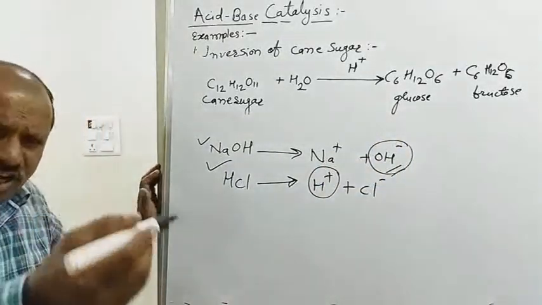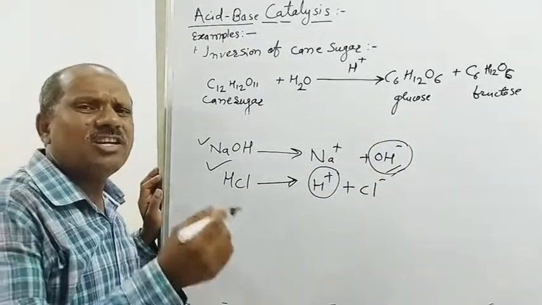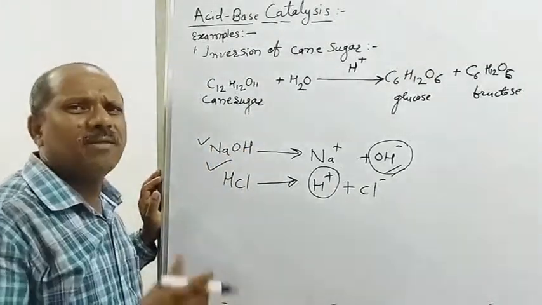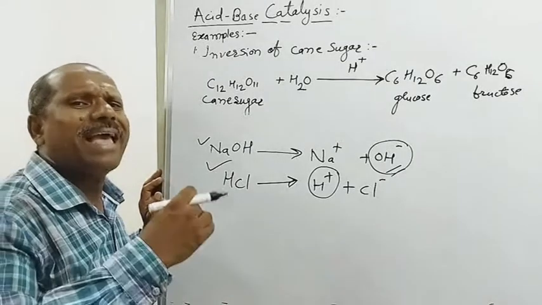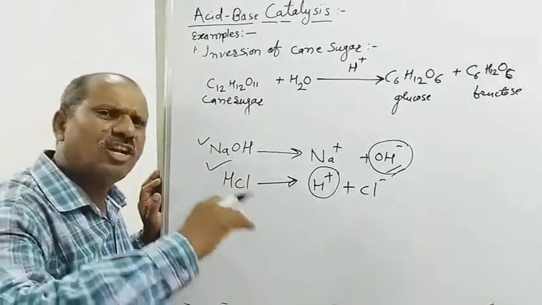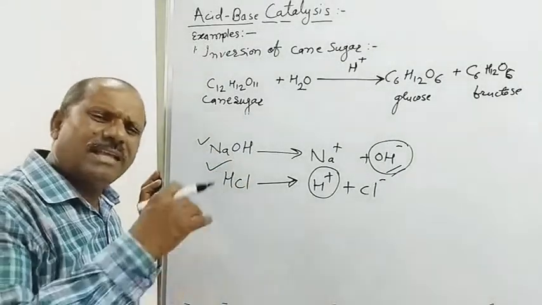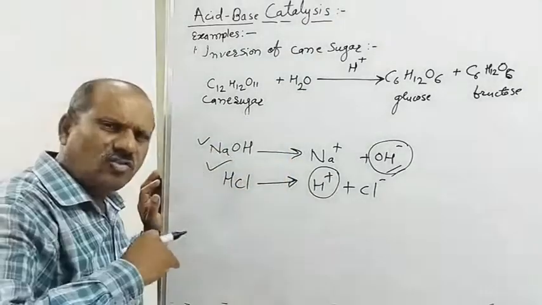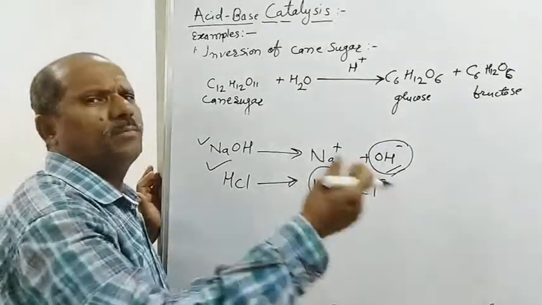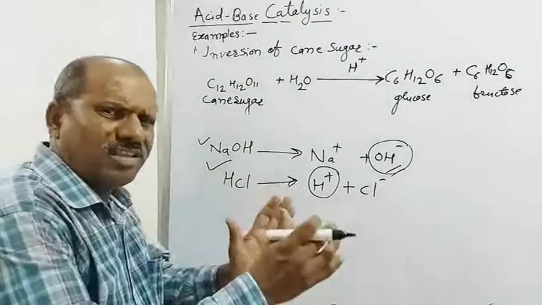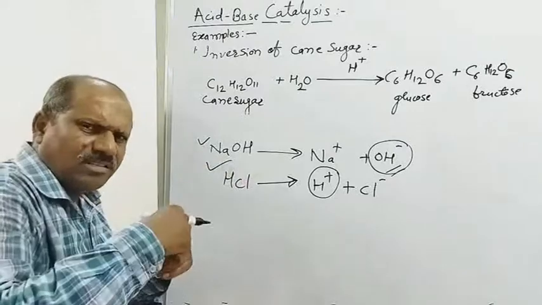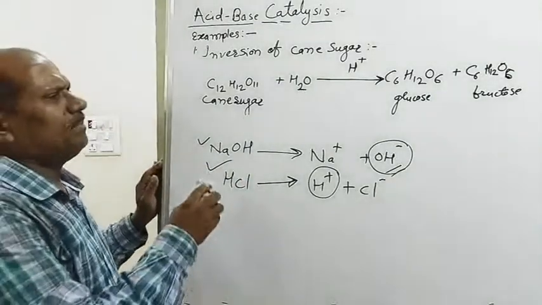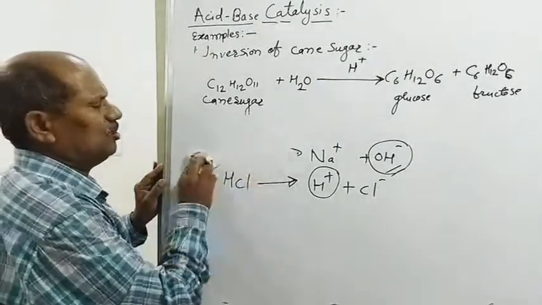As per the Bronsted theory, acids are the proton donors and bases are the proton acceptors. Means as per the Bronsted theory, acids and bases are explained on the basis of acceptance or donation of the proton. Proton donors are acids. Proton acceptors are bases. Then I am explaining the second example of the acid-base catalysis.